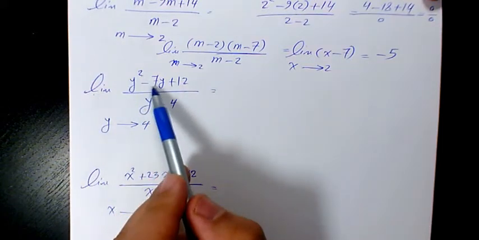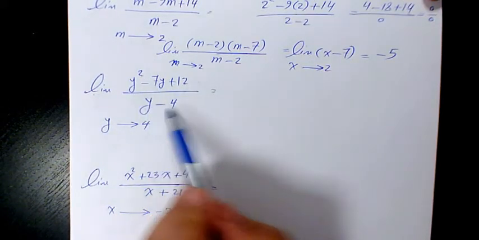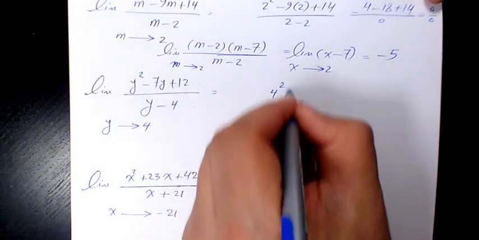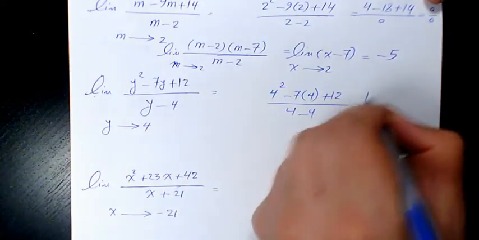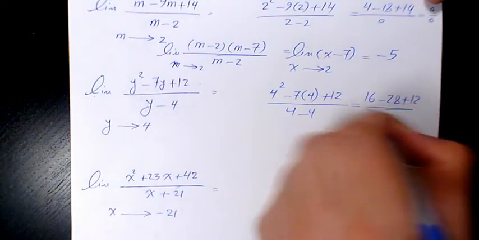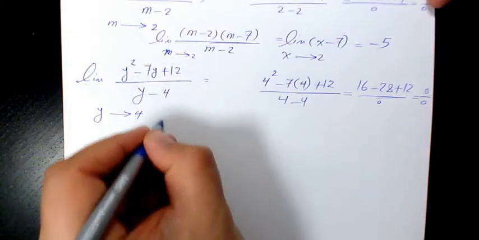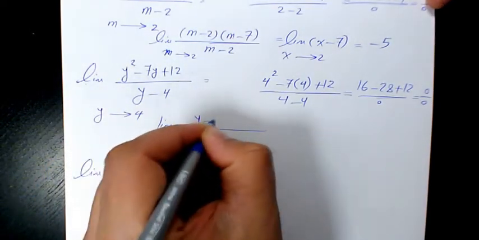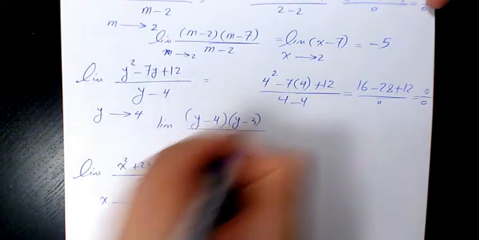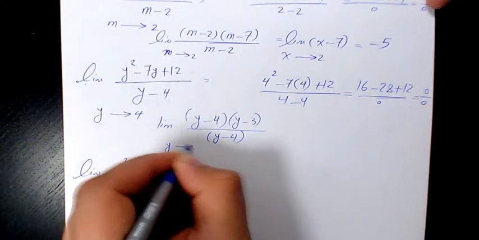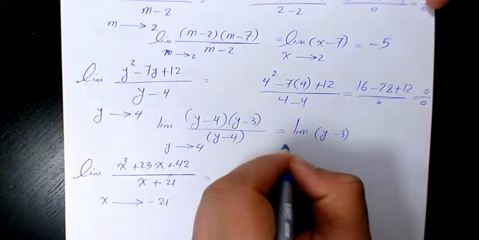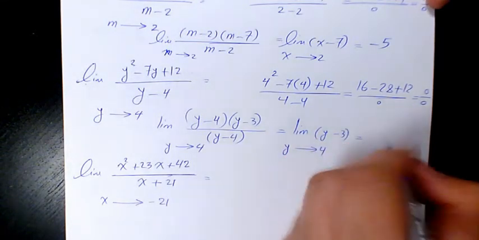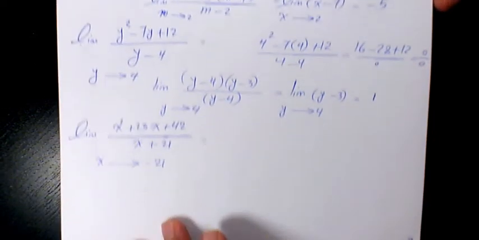Limit of y squared minus 7y plus 12 divided by y minus 4. You substitute there, and it's going to be 4 squared minus 7 times 4 plus 12 divided by 4 minus 4. 16 minus 28 plus 12 over 0, so 0 over 0. Then you factor that, and it's going to be the limit of y minus 4 times y minus 3 over y minus 4 when y approaches 4. These two cancel out, and it's going to be the limit of y minus 3 when y approaches 4. 4 minus 3 is going to be equal to 1.